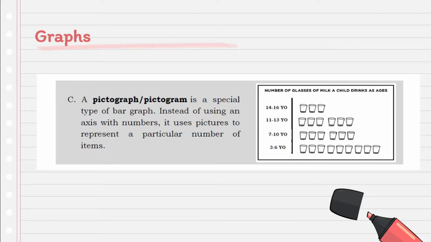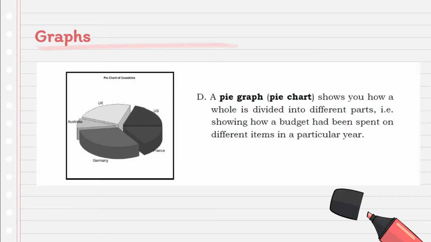Letter C, a pictograph or pictogram. It is a special type of bar graph. Instead of using an axis with numbers, it uses pictures to represent a particular number of items. Letter D, a pie graph or a pie chart. It shows you how a whole is divided into different parts. Example showing how a budget has been spent on different items in a particular year.